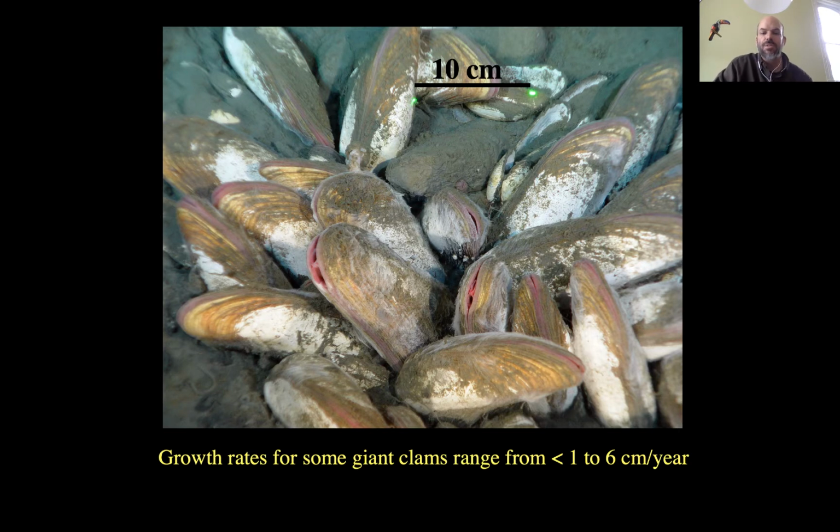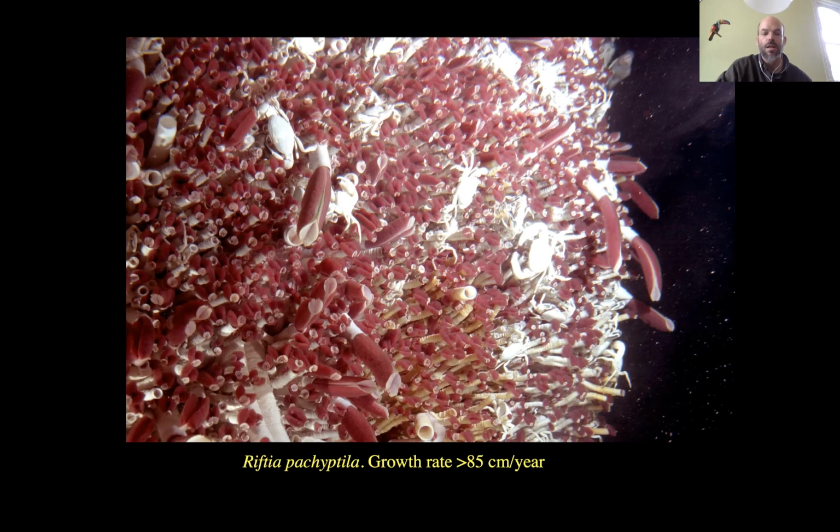All right, so that was the big discovery. Now let's talk a little bit more about what we know now about these animals, because they're pretty awesome. So again, here are those giant clams. Not only are they large, but they grow very quickly, several centimeters per year. Here are the tube worms. They can grow almost a meter per year, which is pretty impressive.